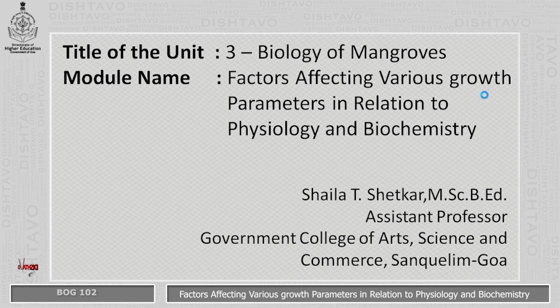The program is Bachelor of Science, first year. Subject is Botany, generic elective. Semester is 2. Course code is BOG 102. Course title is Coastal and Mangrove Ecology. Title of the unit is Biology of Mangroves. Module name is Factors Affecting Various Growth Parameters in Relation to Physiology and Biochemistry.